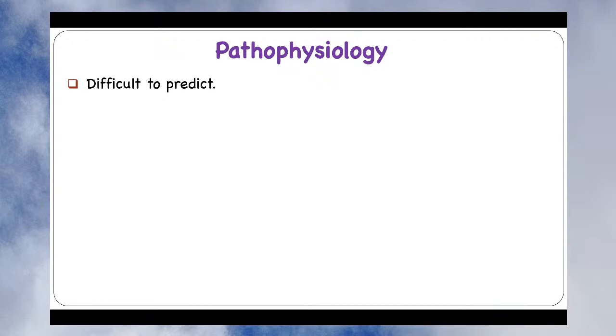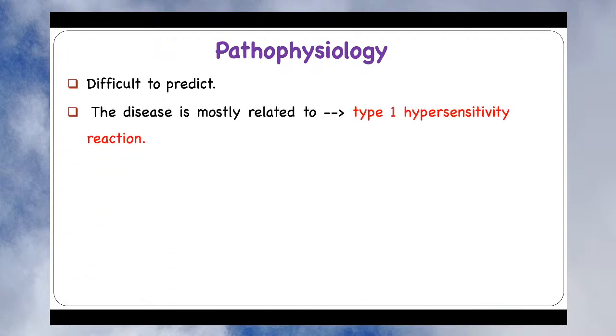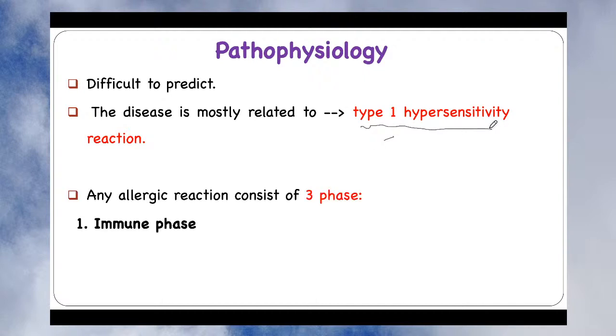The pathophysiology of bronchial asthma is difficult to predict because multiple factors are involved in it. But it is seen that the disease is mostly related to type 1 hypersensitivity reaction. We have seen there are different types of hypersensitivity reaction, but in case of asthma, the disease is mostly related to type 1 hypersensitivity reaction, right? And when patients suffer from this type 1 hypersensitivity reaction, also called the allergic reaction, it consists of three important phases.